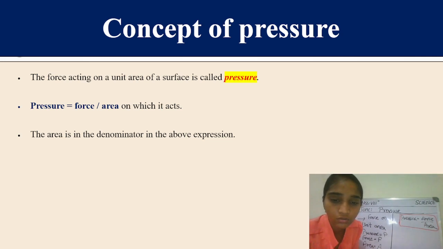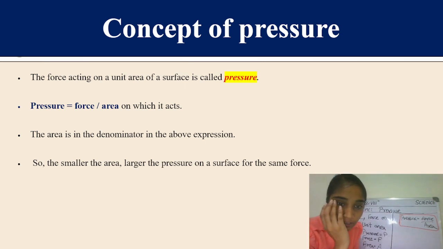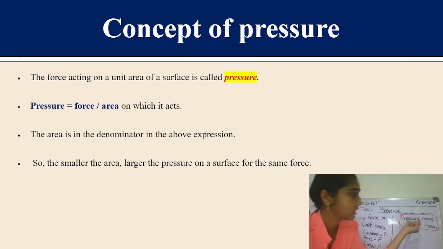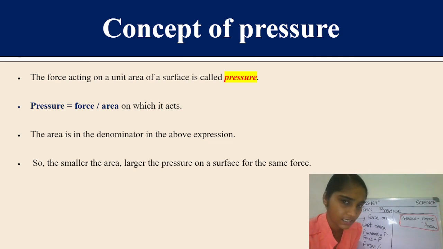Now students, the smaller the area, the larger the pressure on a surface for the same force. Because you have studied the relation of inverse proportion and direct proportion in your 7th class, I guess, in maths. Since area is in the denominator, pressure and area are inversely proportional to each other. The smaller the area, the more the pressure. The more the area, the less the pressure.